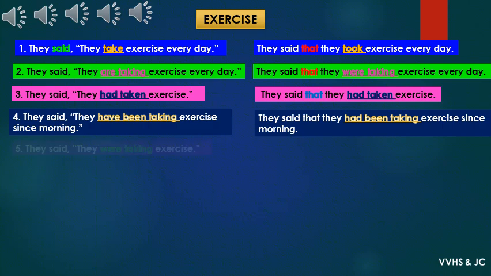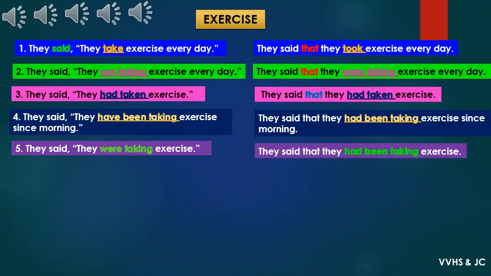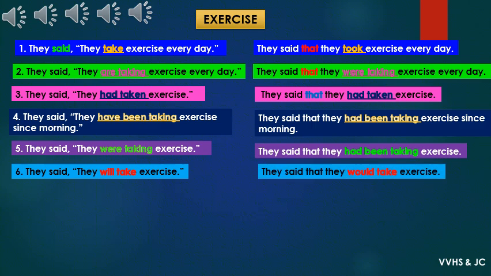The next sentence is, they were taking exercise. Now here the reported speech is in past continuous. So what will be the tense in the indirect speech? Past perfect continuous. So the sentence will be, they said that they had been taking exercise. The next sentence is, they said they will take exercise. The indirect speech is, they said that they would take exercise.